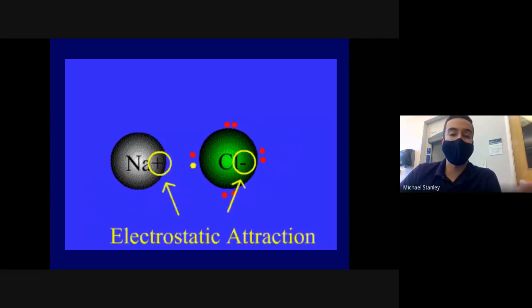So it's great and all that they're given and taken and filling up those shells, but then why doesn't sodium and chlorine, why don't they just split and leave after that? Why do they bond together? What makes them stick together?